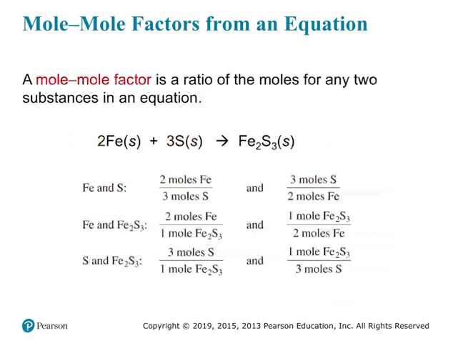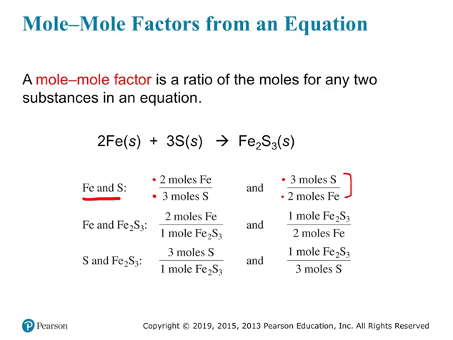So now we can turn those mole ratios or mole factors into conversion factors. For instance, let's say we're comparing iron and sulfur, our reactants. We know that there are two moles of iron that react with three moles of sulfur. And we could flip that, so we could put three moles of sulfur in the numerator and two moles of iron in the denominator. So maybe in a problem we're trying to figure out, okay, I have a certain amount of iron that I want to react. How much sulfur do I need? So we could use this conversion factor here to figure that out.